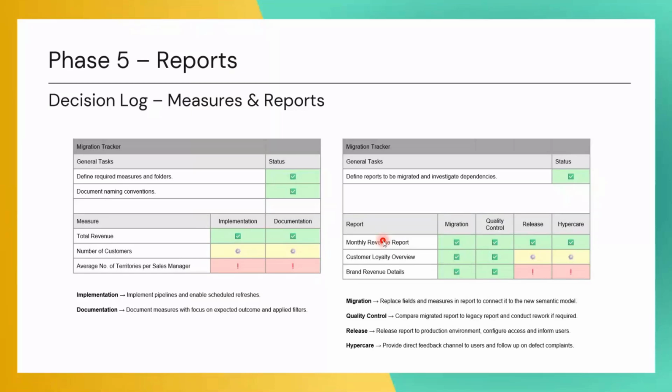When migrating the reports, these are the last two sections of our migration tracker. We first have to develop measures and define which measures we need. And if you have a bunch of them, it might make sense to group them in folders, with naming conventions as always. In my case, I've decided to need, for example, a total revenue measure. We need to implement that and also write documentation. Documentation is especially important to mention all applied filters. Then we can start by identifying the reports that need to be migrated, and then migrate them one by one.